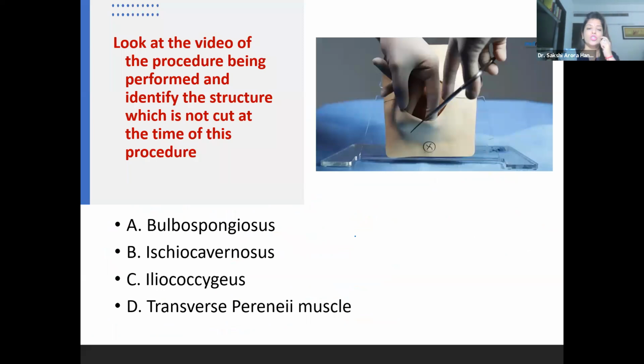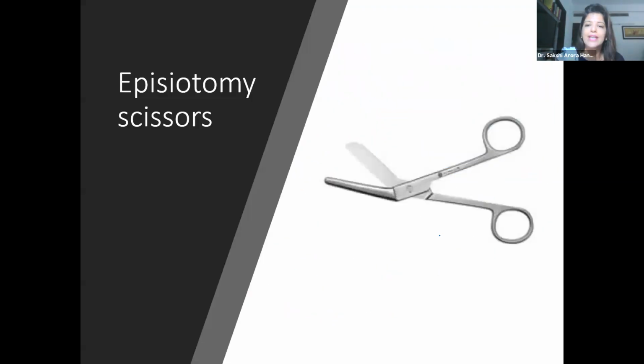So here the options were option A, bulbospongiosus, option B, ischiocavernosus, option C, iliococcygeus, option D, transverse perineal. I told you the names which begin with ischio are not cut. So option B is not cut. And this is an AIMS question, right?